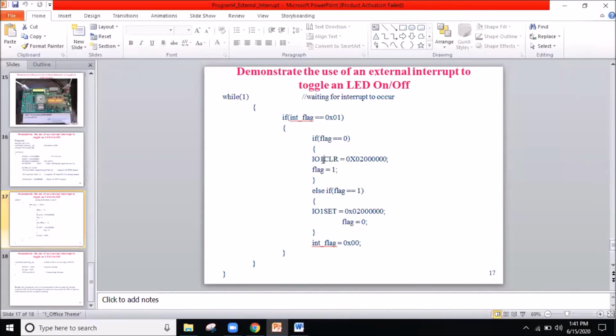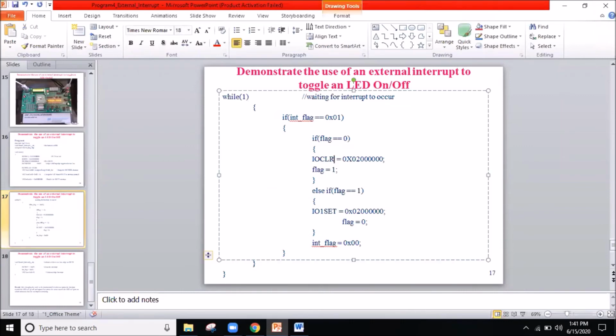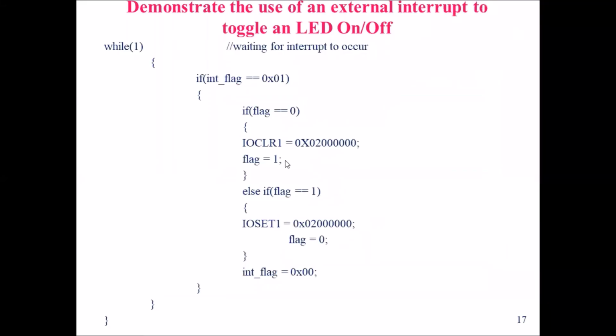So this is same as IO clear 1. So both are same. So again, here I've written IO1 set. So here I will write 1 at the end. So both are same. It can be anything. Okay, so IO clear 1 is equal to 0x followed by 0 to 6 zeros.